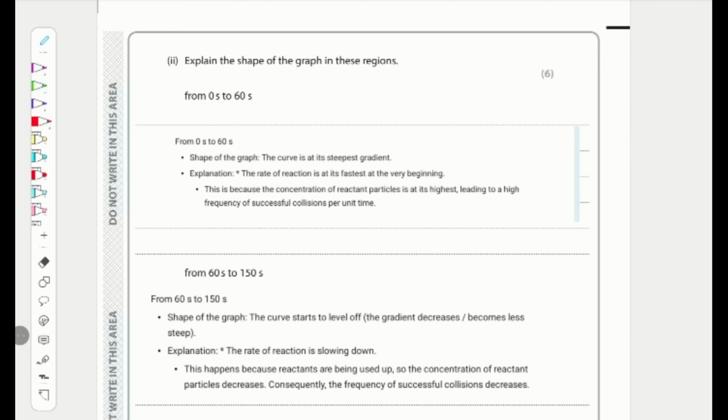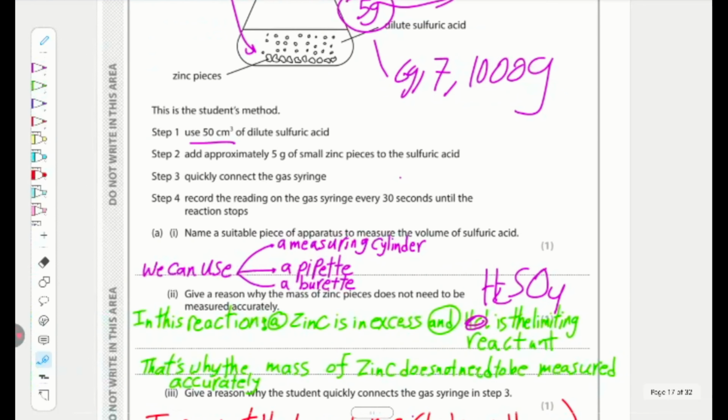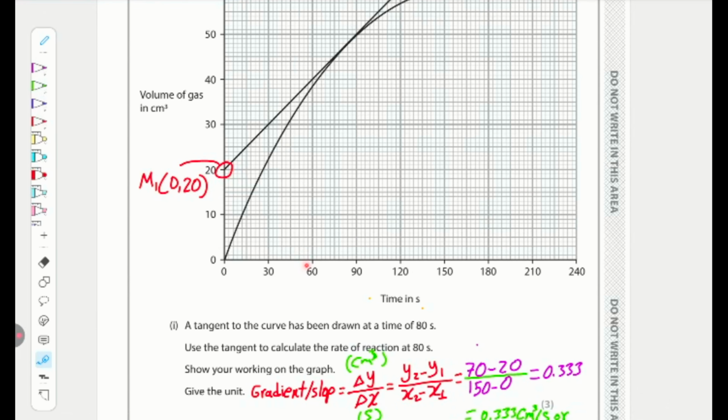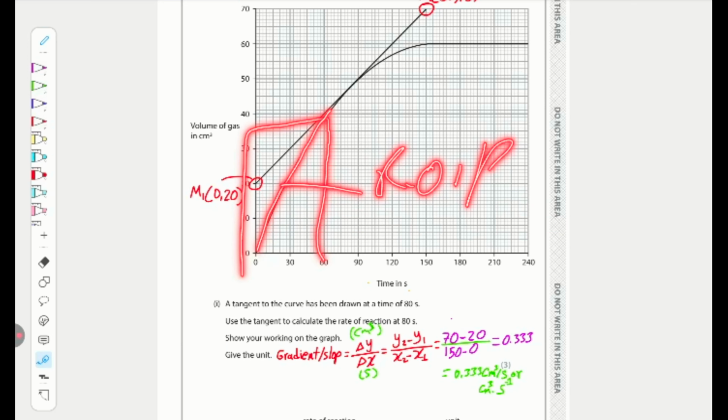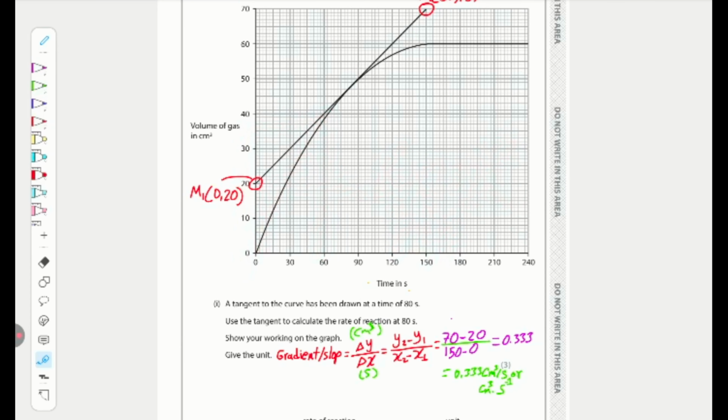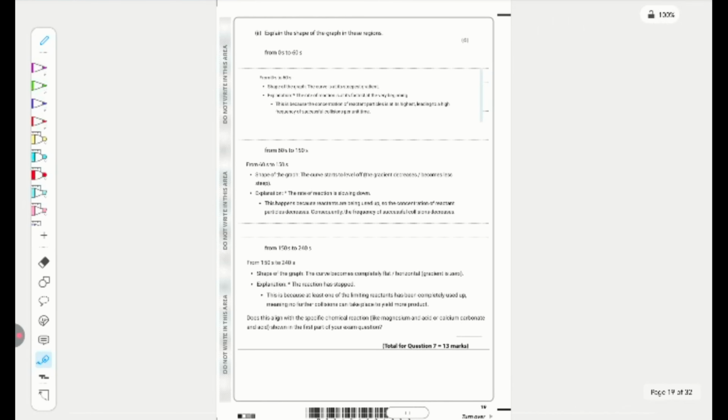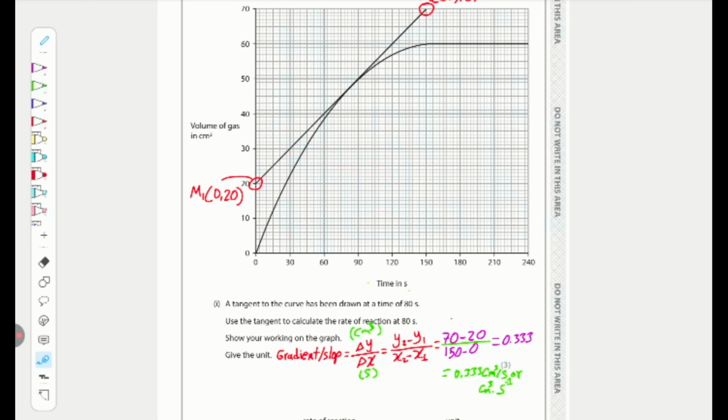Now, my friends, let's continue. This question: explain the shape of the graph in these regions, from 0 to 60. Let's go back to this, from 0 here to 60. The graph here, as we see, my friends, is very steep. The rate of reaction, the ROR, is very high, because the chemicals are reacting very quickly. So here we have a very steep slope, which is the steepest.